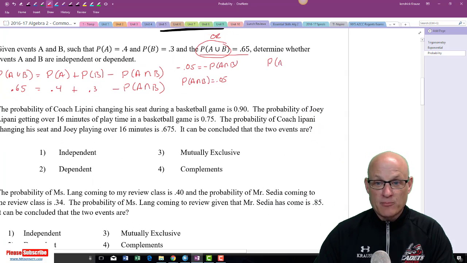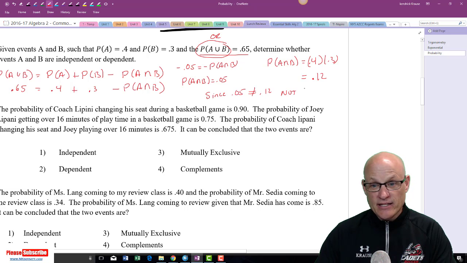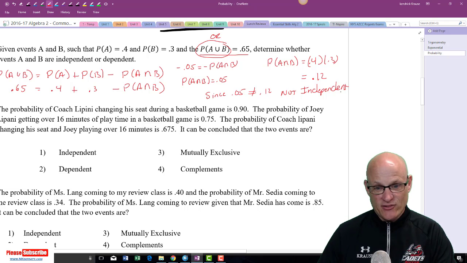So let's see what would happen if they are in fact independent. The probability of A and B would equal 0.4 times 0.3. Well, 0.4 times 0.3 is 0.12. Since 0.05 does not equal 0.12, they are not independent. So I had to use 2 of those formulas, 2 of those ideas to see if these were independent or not.